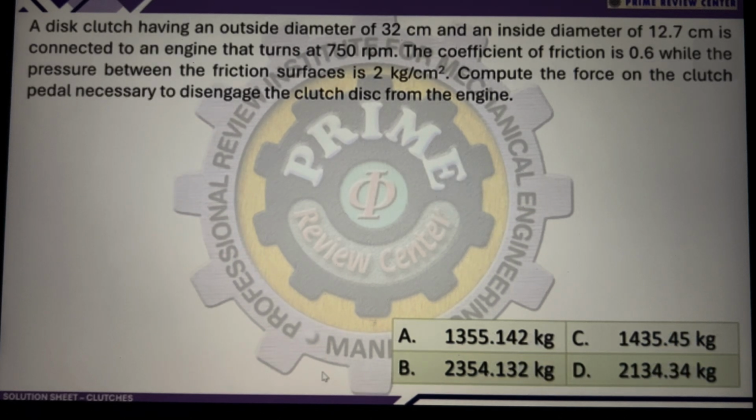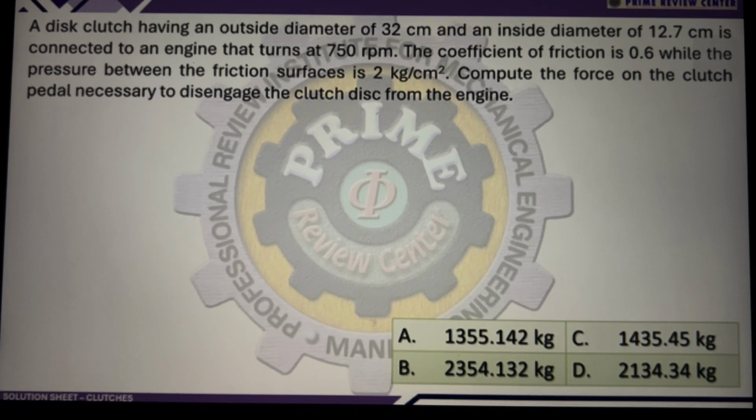Okay, so another problem sa ating clutch. So another disc clutch ito. A disc having an outside diameter of 32 cm and an inside diameter of 12.57 cm is connected to an engine that turns at 750 RPM. The coefficient of friction is 0.6, while the pressure between the friction surfaces is 2 kg per square cm. Compute the force on the clutch pedal necessary to disengage the clutch from the engine.